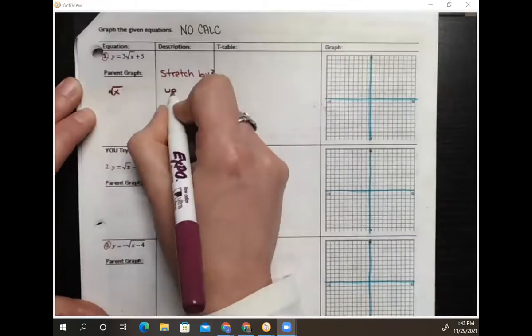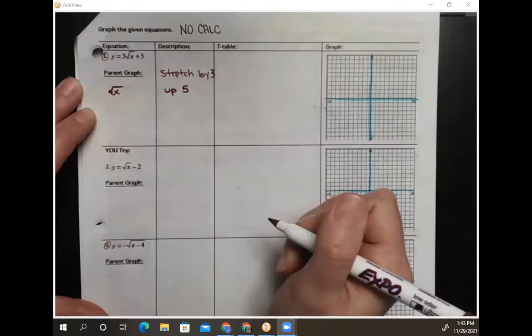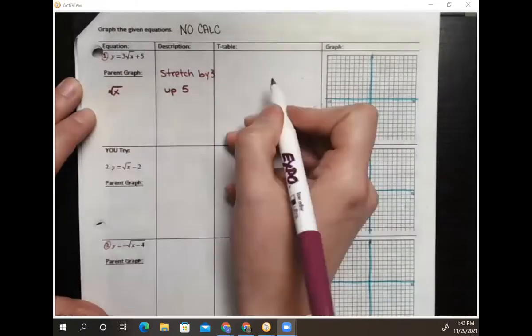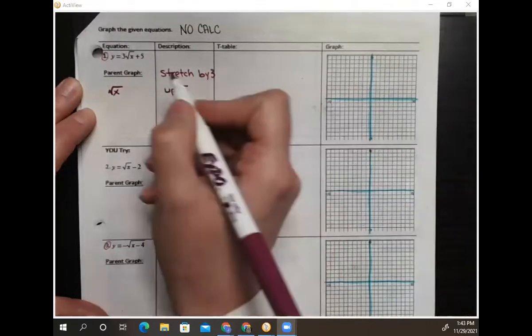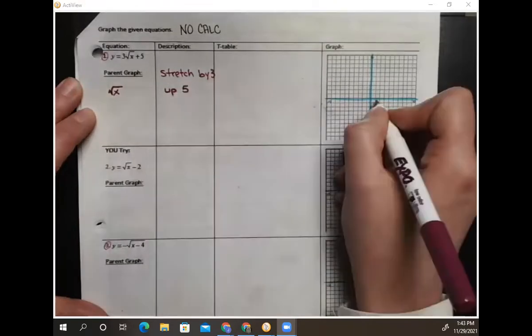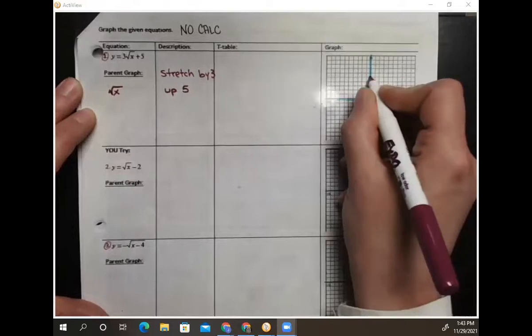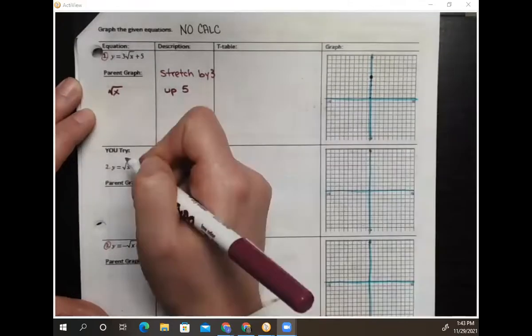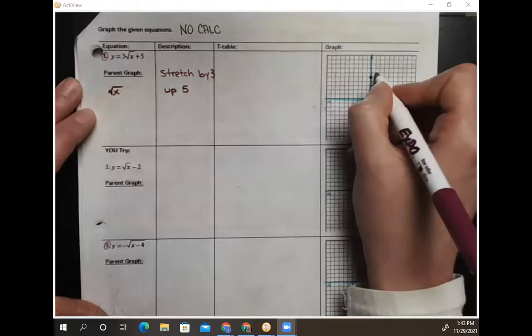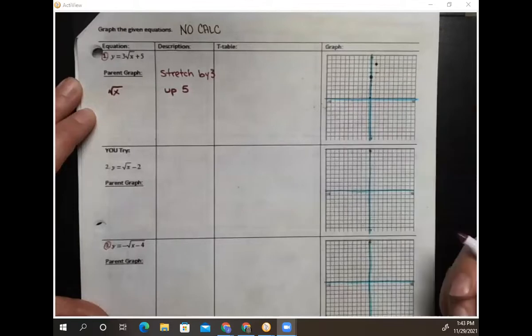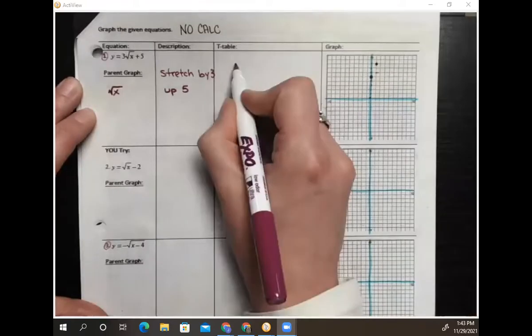And then the plus 5 at the end will move us up 5 units. So as I'm thinking about what my graph will look like, we'll make a table here in a second, but that up 5 means I'm going to take my key point and move it up 1, 2, 3, 4, 5. And then that stretch by 3 means my next nice point, instead of up 1 and out 1, will be up 1, 2, 3 and out 1.